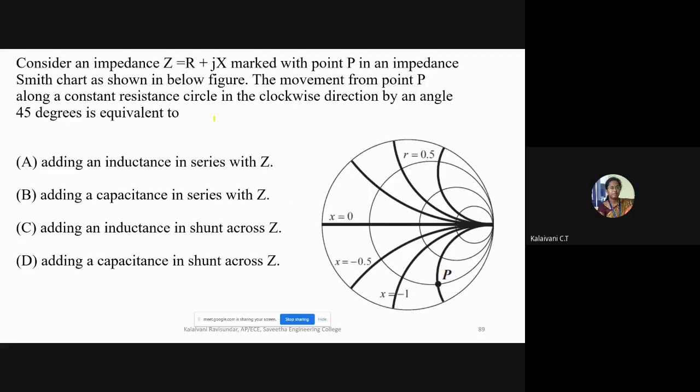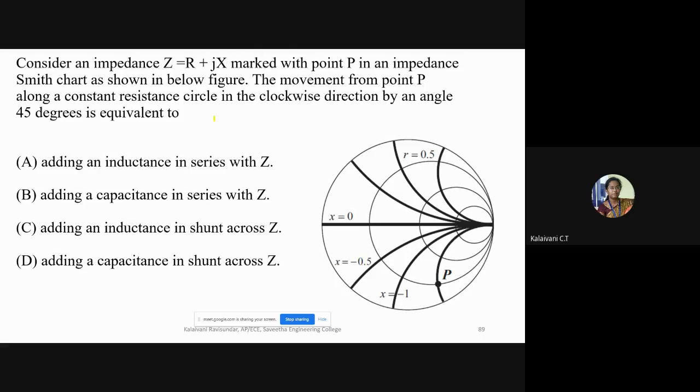The next question is about a Smith chart. Read the question. Consider an impedance Z equal to R plus jX marked with the point P in an impedance Smith chart shown in the figure. The movement from the point P along the constant resistance circle in the clockwise direction by an angle of 45 degrees is equivalent to.